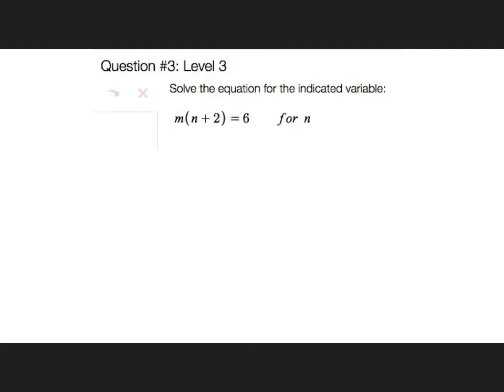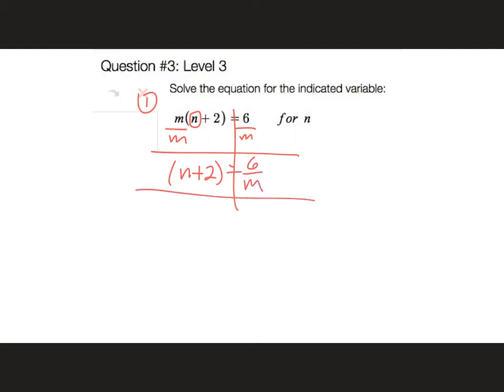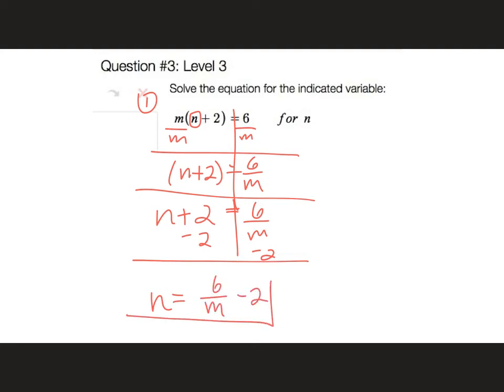And last one here. Okay, I'm going to do this 2 ways. Way number 1. To get rid of a times m, I'm going to divide by m at the very start. That leaves me with n plus 2 equals 6 divided by m. Now since my parentheses aren't doing much anymore, we can get rid of them, leaving us here. And to get rid of a plus 2, let's minus 2 from both sides. So way number 1, we end up with 6 over m minus 2.